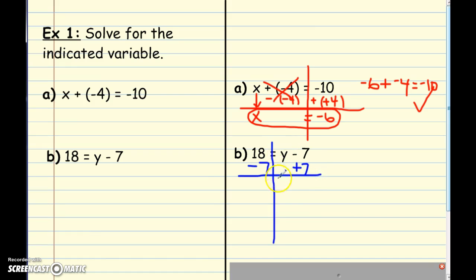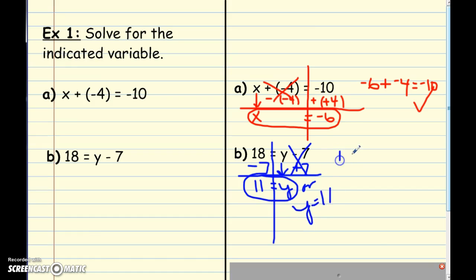I'm going to keep everything going straight down. Again, the 7's cancel. Anytime you have opposites, they become 0. We haven't done anything with the y yet, so that's going to come down, and I have my equals. Then 18 minus 7 is 11. So our solution, you could either write it as 11 equals y, or you can rewrite it to be y equals 11.